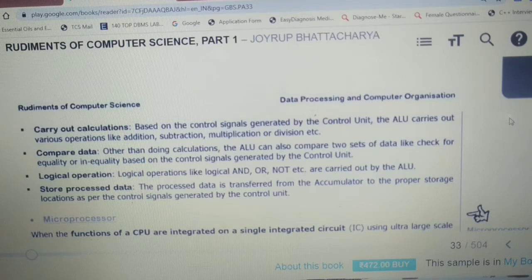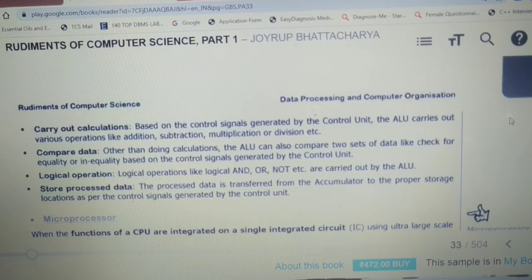Now, store process data. The processed data is transferred from the accumulator to the proper storage location as per the control signal generated.